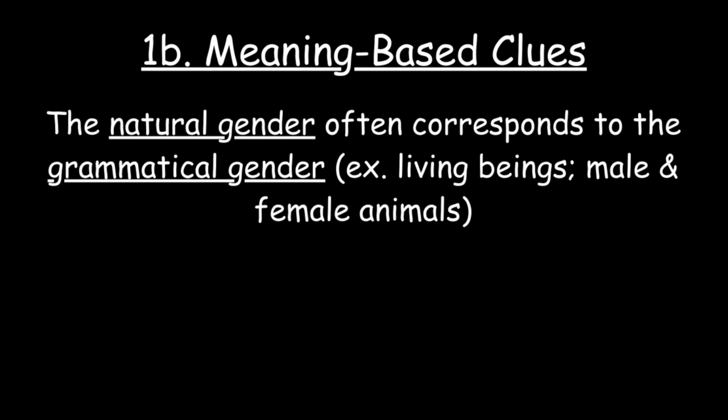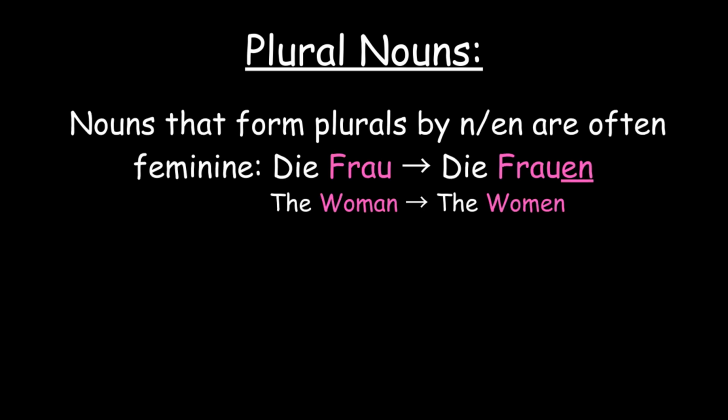Furthermore, it's possible to use meaning-based clues to identify a noun's gender, because the natural gender often corresponds to the grammatical gender, especially living beings like male and female animals. It's also possible to look for the plural forms of nouns. For instance, nouns that form plurals by adding n are often feminine, like die Frau, die Frauen. Pluralization can really help in identifying a noun's gender, but it's something that needs to be shown in the 4 German cases in the next videos. For now, I will not elaborate a lot on that.